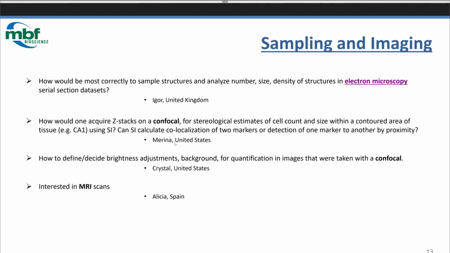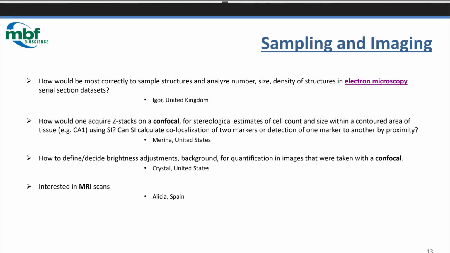Next question is from Marina. How would one acquire z-stacks on a confocal for stereological estimates of cell count and size within a contoured area of tissue, for instance in the hippocampus, using Stereo Investigator? Can Stereo Investigator calculate co-localization of two markers, or detection of one marker to another by proximity?